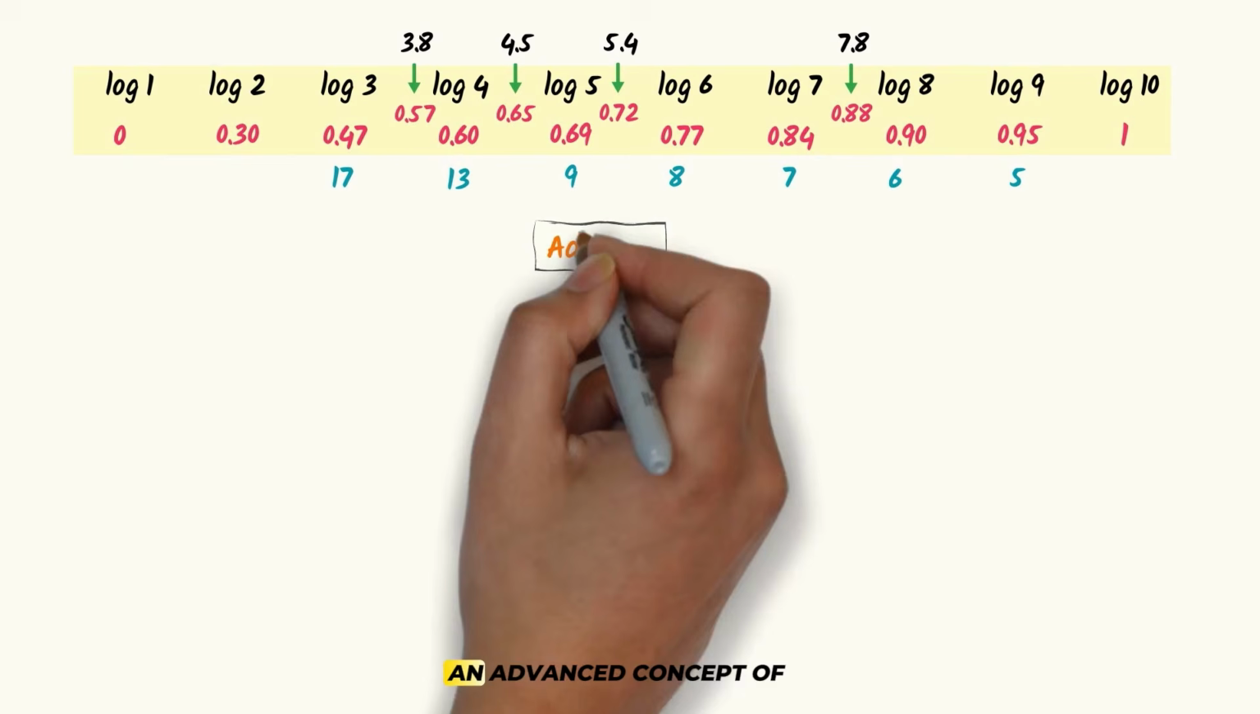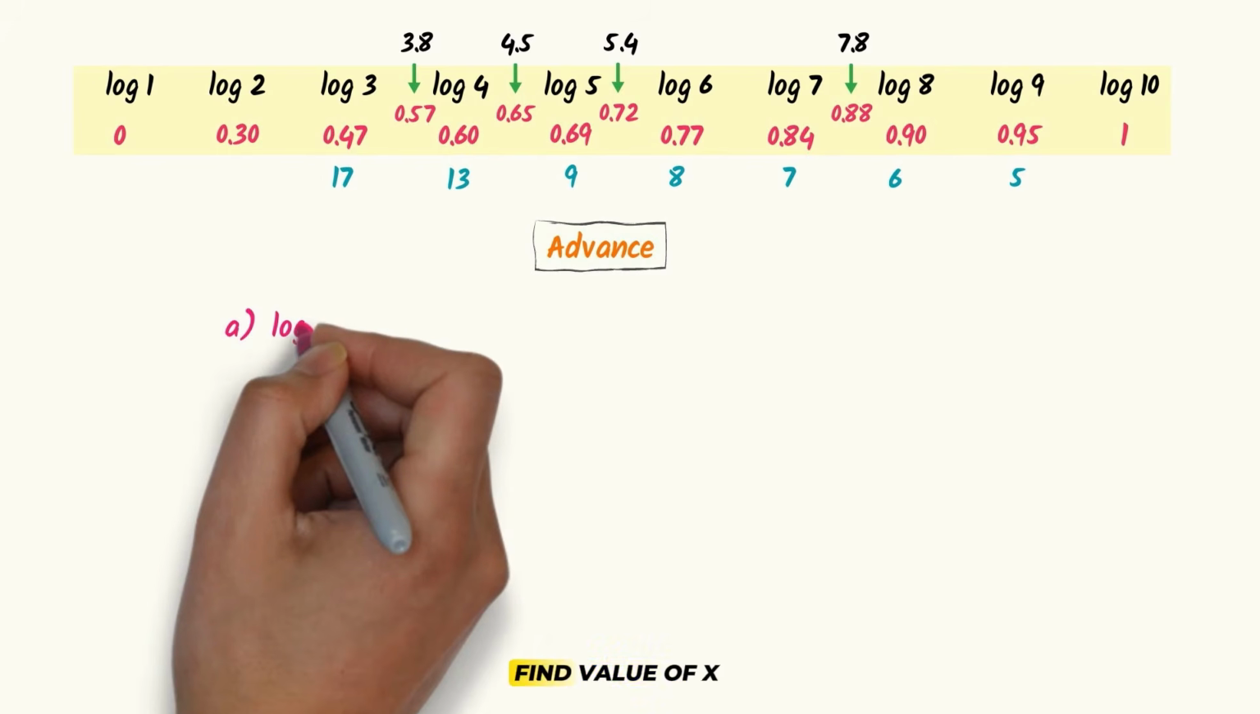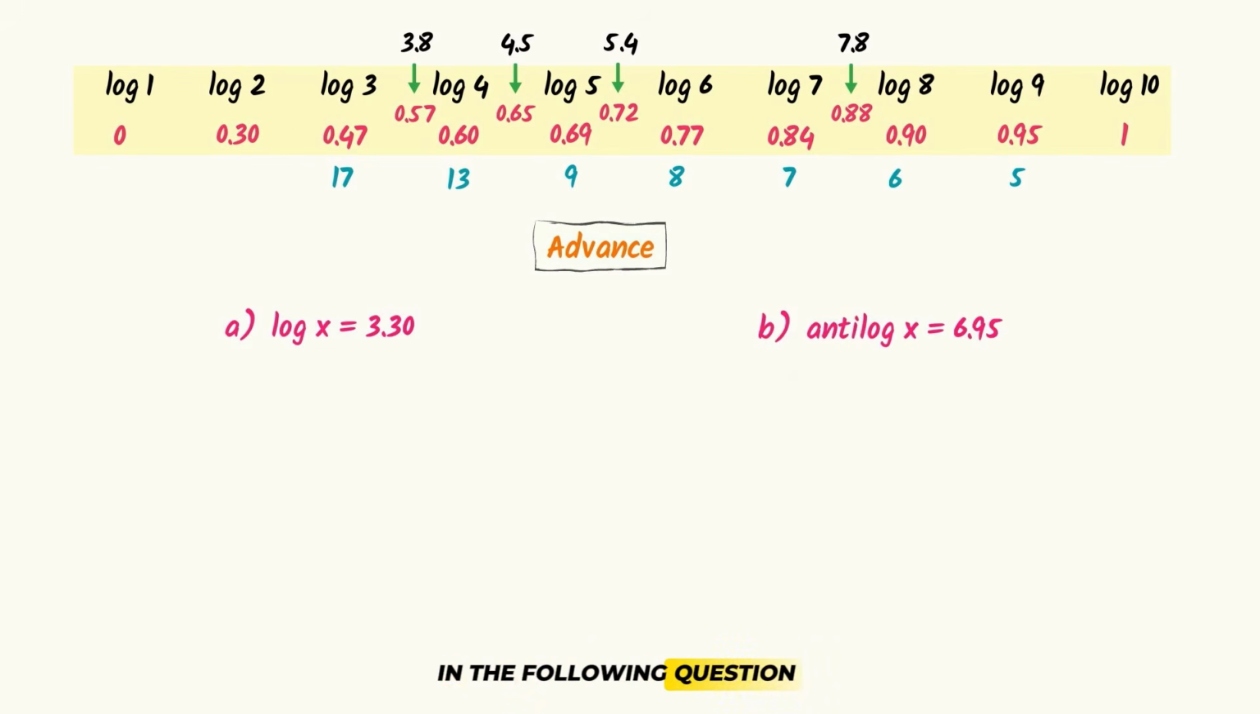Finally, let me teach you an advanced concept of logarithm which will help you a lot. Find the value of x in the following questions. Well, in the first question, log x is equal to 3.30. We will transfer log from the left hand side to the right hand side. Remember this very important point. When we transfer log from one side to the other side, it becomes antilog and vice versa.